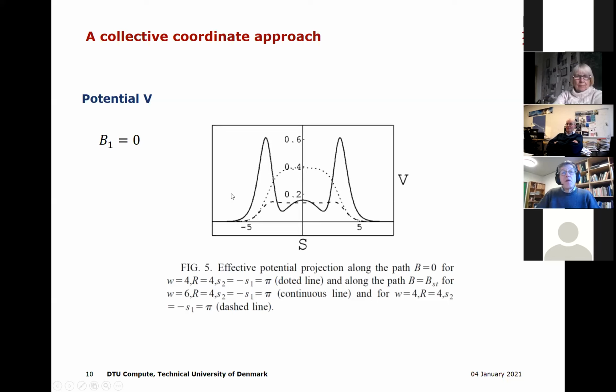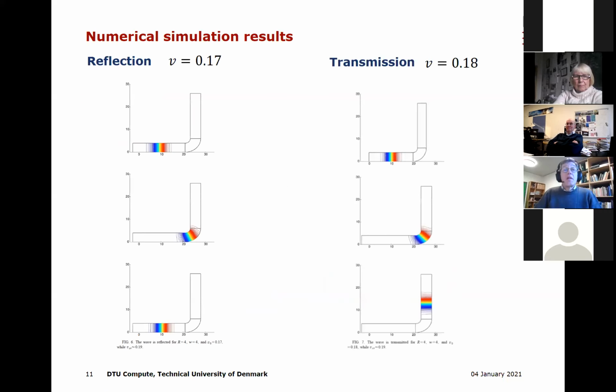You know, if the soliton has too little energy, it will be reflected. If it has sufficiently high energy, it will actually be transmitted. And this we actually studied in more detail. Here are full numerical simulations of the situation for a soliton velocity 0.17.